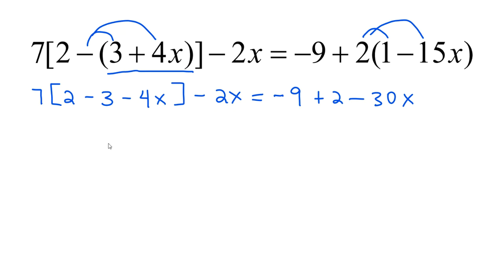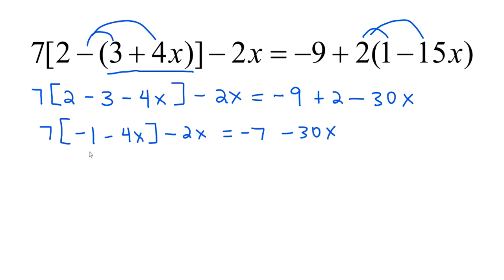Now let's combine like terms. 2 minus 3, that would be minus 1, or negative 1, minus 4x equals minus 2x. Then on the other side of the equation, negative 9 plus 2 would be a negative 7 minus 30x.